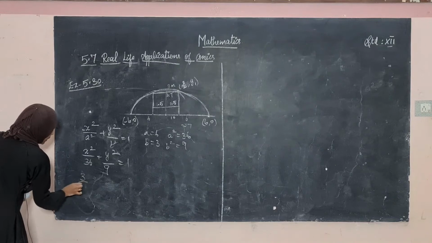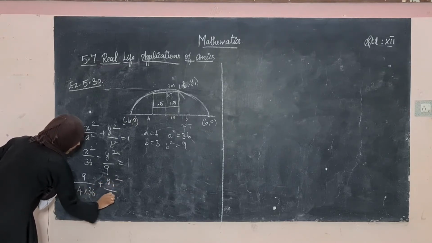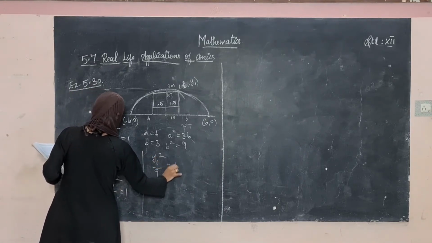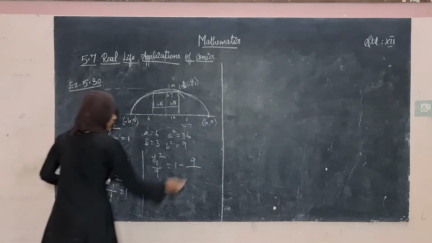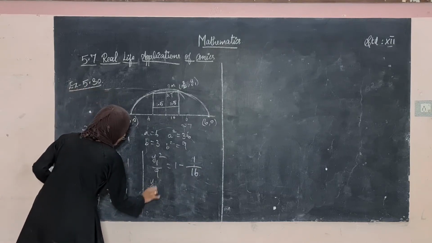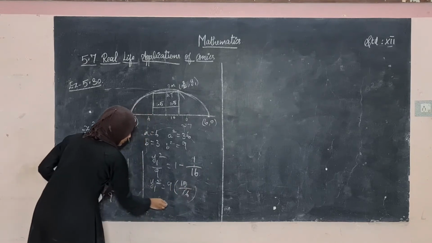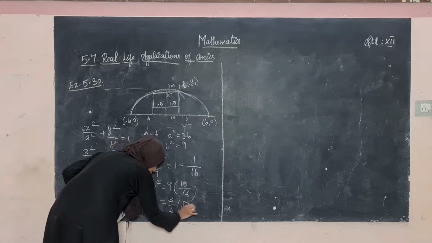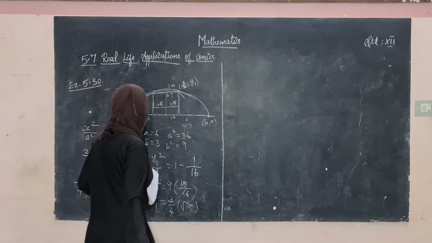So (3 divided by 2) whole square is 9 divided by 4 into 36 plus y1 square divided by 9 is equal to 1. Okay, so bring this side: y1 square divided by 9 is equal to 1 minus 9 divided by 4 into 36, which is 1 divided by 16. So bring this 9 that side, therefore y1 square is equal to 9 into 15 divided by 16, which is equal to 3 divided by 4 into root 15. So y1 is equal to 3 divided by 4 into root 15.